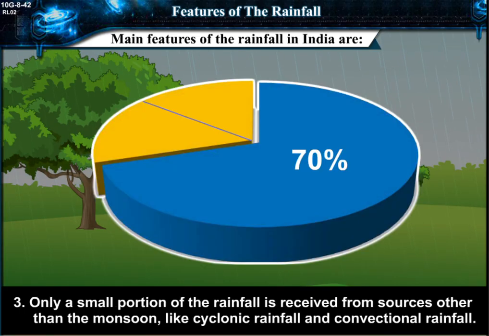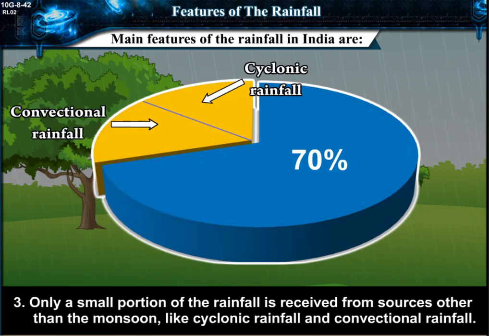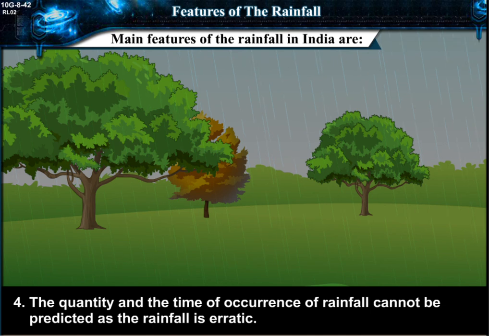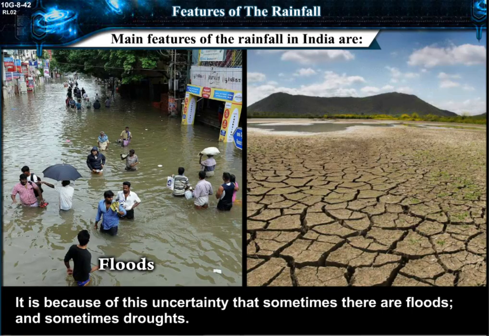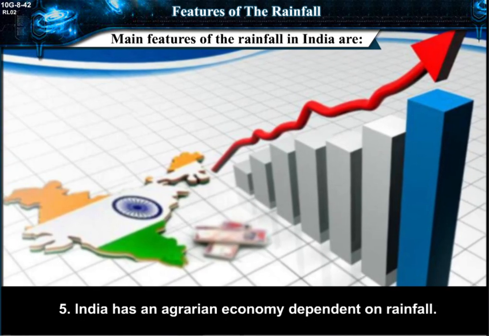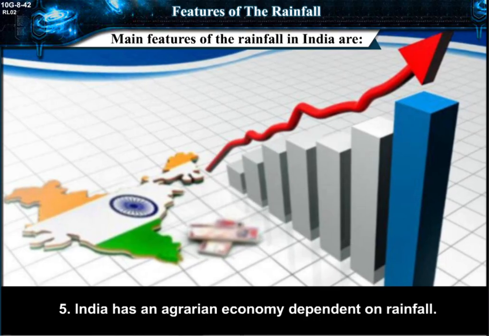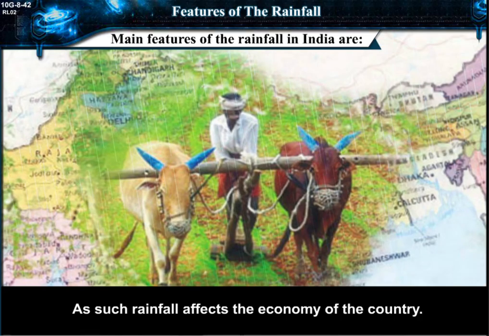3. Only a small portion of the rainfall is received from sources other than the monsoon, like cyclonic rainfall and convectional rainfall. 4. The quantity and the time of occurrence of rainfall cannot be predicted as the rainfall is erratic. It is because of this uncertainty that sometimes there are floods and sometimes droughts. 5. India has an agrarian economy dependent on rainfall. As such, rainfall affects the economy of the country.